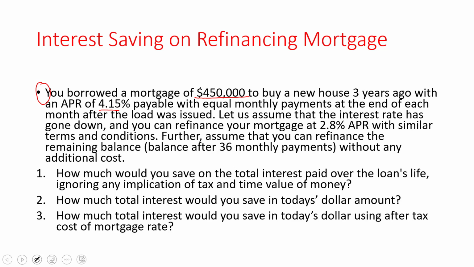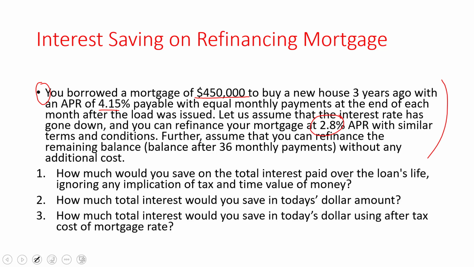Let us assume that the interest rate has gone down and you can refinance the mortgage at 2.8% APR with similar terms and conditions, and there's no additional cost associated with this refinance. But I will explain later in the video how to address the additional cost part. But for now, let's assume that there's no cost associated with this refinancing, right?